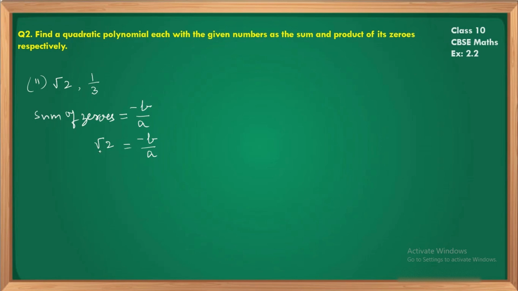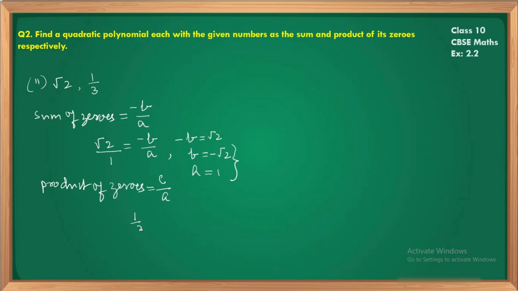In the denominator, you don't have anything, so put 1. Here, the value of minus b is equal to root 2, or b is equal to minus root 2. Then a has 1 as value. These are the two values of a and b. Now we move on to product of zeros, which will be equal to c by a. And we know in the question product of zeros is 1 by 3.